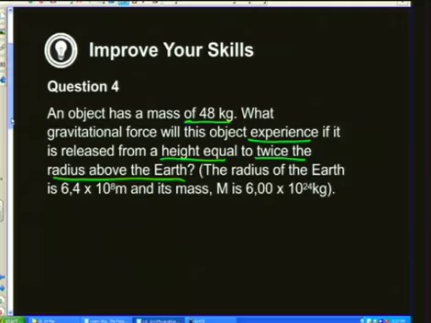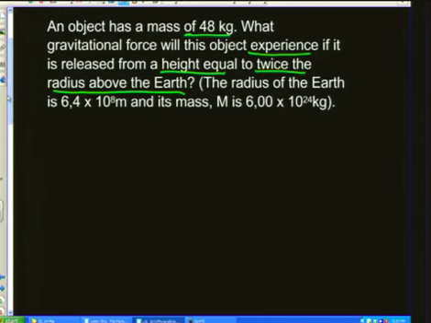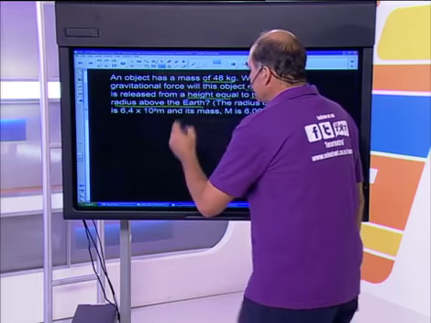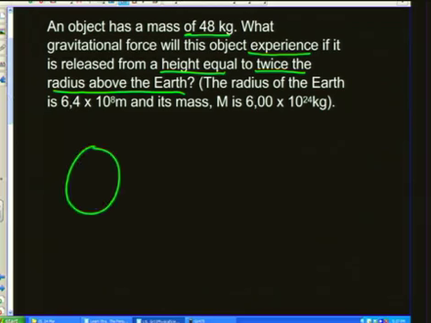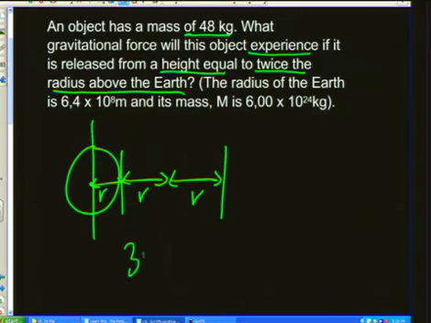So, this is a question that came to us on the help desk the other week, and I want you to think about it very carefully, because the easiest way to do this is to draw a diagram. And we say that the object is above the Earth's surface, and it's a distance of twice the radius. So there's one radius, there's another radius, and there's the third radius from the center of the Earth. So the distance that the object is from the center of the Earth is 3r. And that's the critical point that you've got to make.